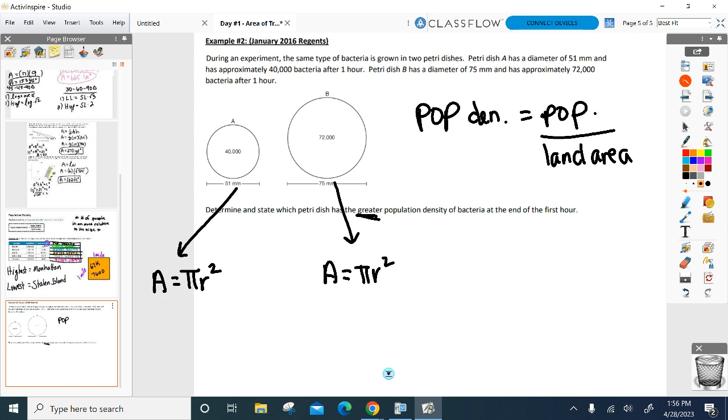And darn it, we just finished this unit. Are you going to plug 51 in to R? No. What's 51 in this problem? Diameter. Cut that sucker in half. Same with 75. All right, so go ahead. Calculate your land area. Don't round it because it's not your answer. Remember, don't round it. Then plug it into your population density and see which one actually has the greater density.